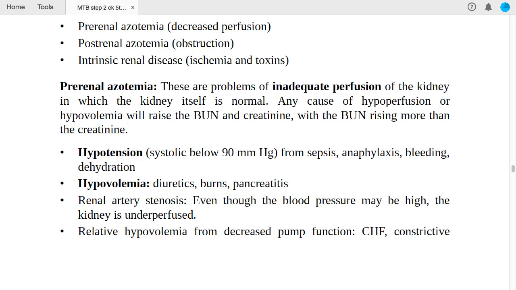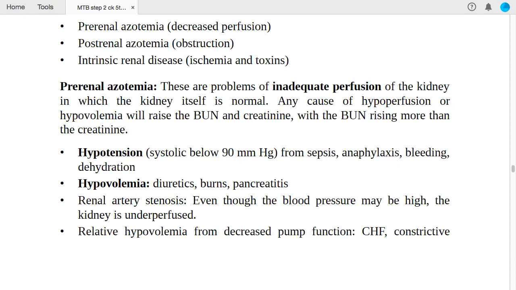So if it's pre-renal azotemia, these are problems of inadequate perfusion of the kidney. So kidneys actually are not adequately perfused. There's ischemia, there's low blood supply of the kidney, in which the kidney itself is normal. Kidney itself is normal. The only thing is that the blood is not going properly in the kidney. So because of less amount of blood, there will be ischemia inside the kidney.